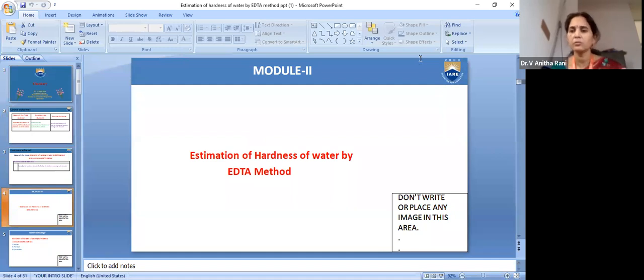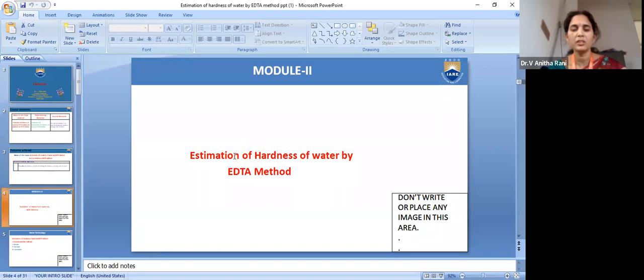Okay, students, now we completed the hardness problems. So the next topic is an experiment. We will find out total hardness, permanent hardness and temporary hardness by taking the chemicals. We use the chemicals and we will do the experiment. We'll take a sample of water and we'll find out total hardness.